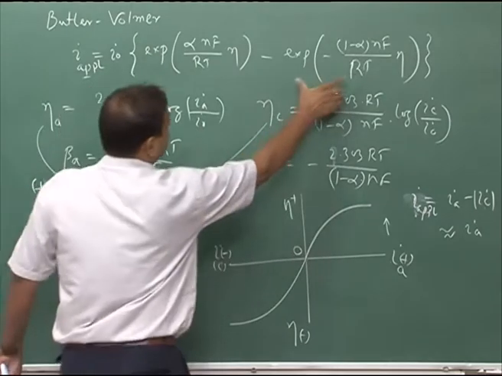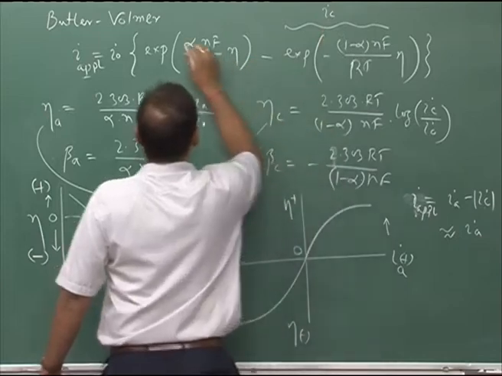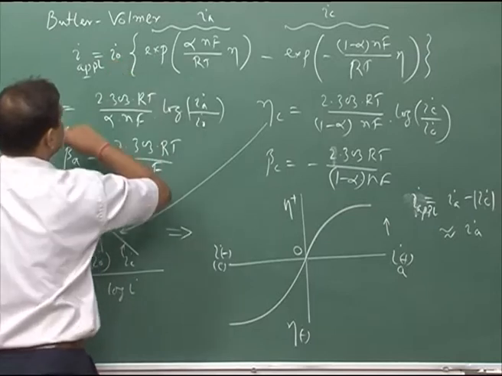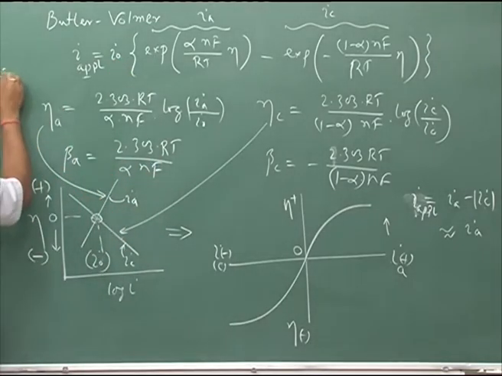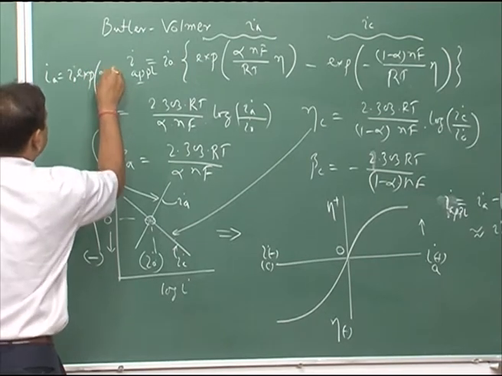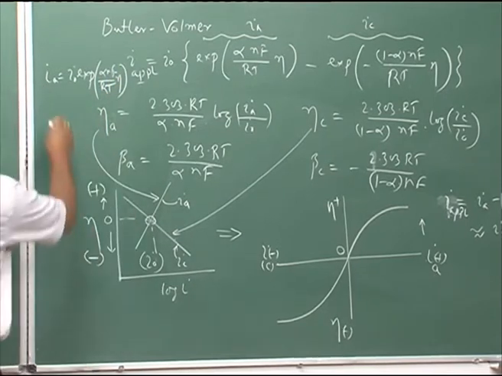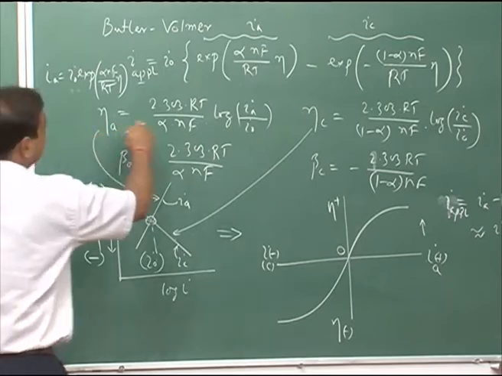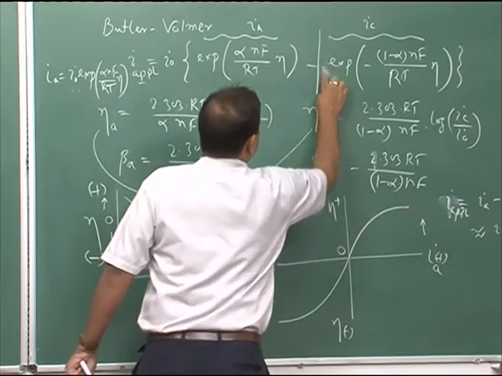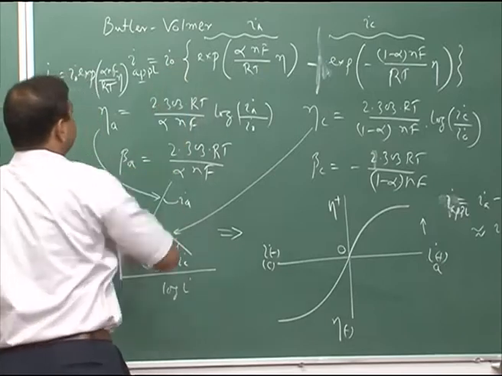Individually, if we plot the I c part and the I a part in addition to I 0, then I a equals I 0 exponential alpha n f over R t, times the over voltage. This is my I a, and I c, of course, if we add I 0 here. So, this is my I c. I am not putting that I 0 part, I am just keeping it within the bracket. So, I have taken this I 0 out.